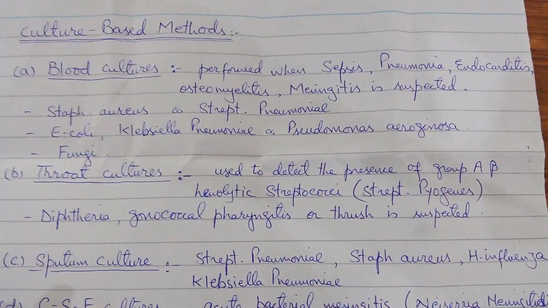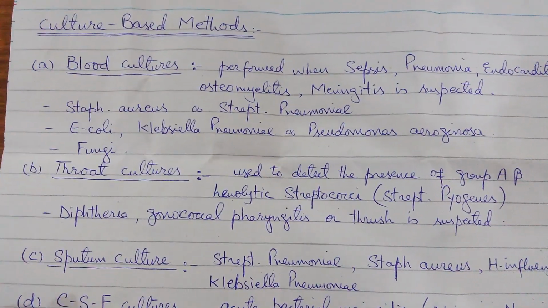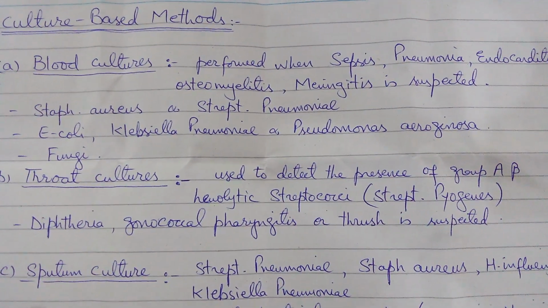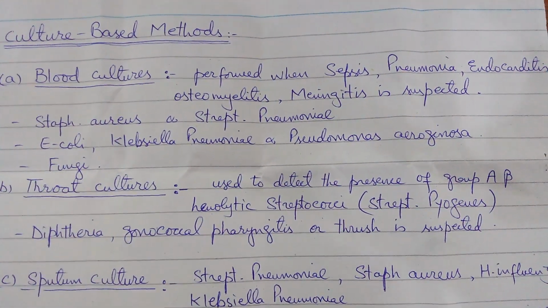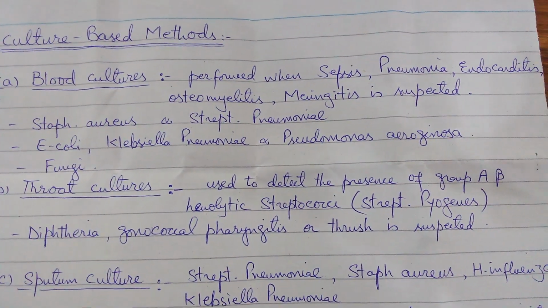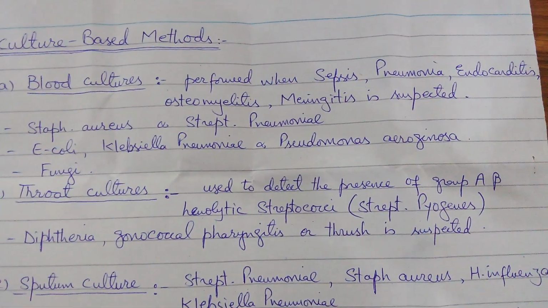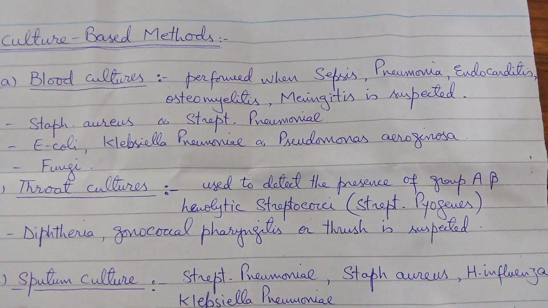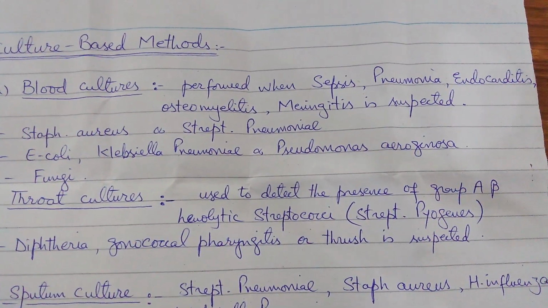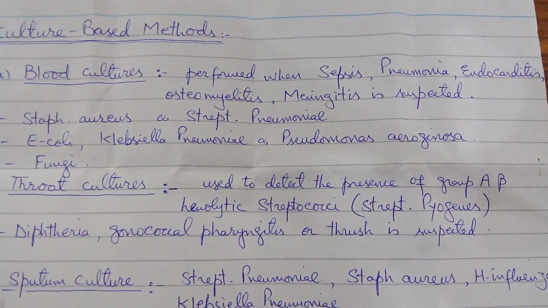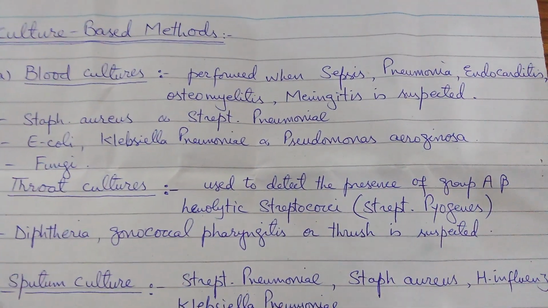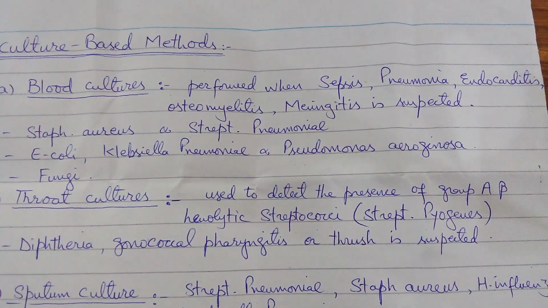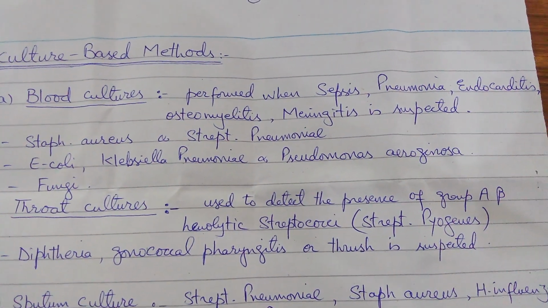Now students, there are culture based methods. In culture based methods we have first of all blood cultures. Blood cultures are performed when sepsis, pneumonia, endocarditis or meningitis is suspected. Microorganisms which can be isolated from blood cultures, examples are Staph aureus, Streptococcus pneumoniae, E. coli, Klebsiella pneumoniae and Pseudomonas aeruginosa bacteria.